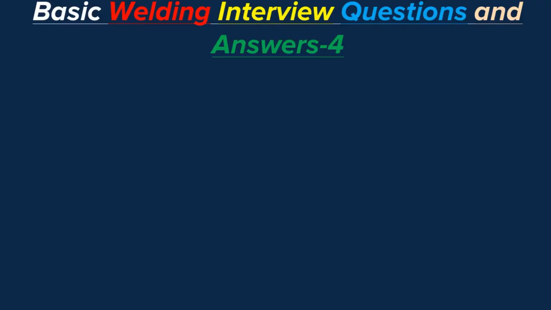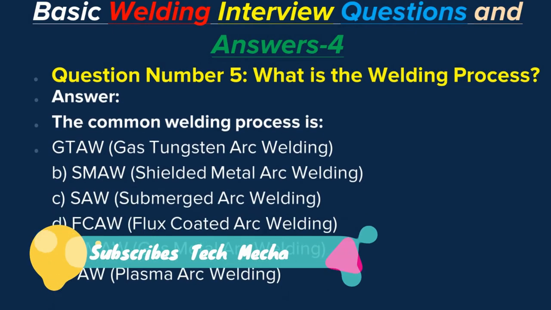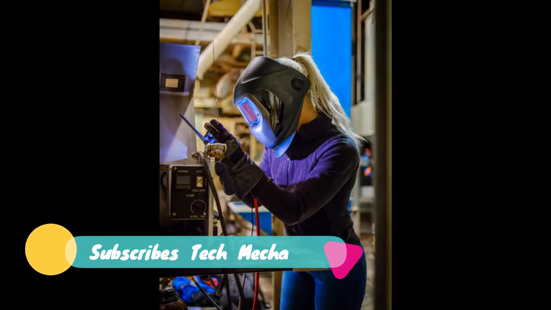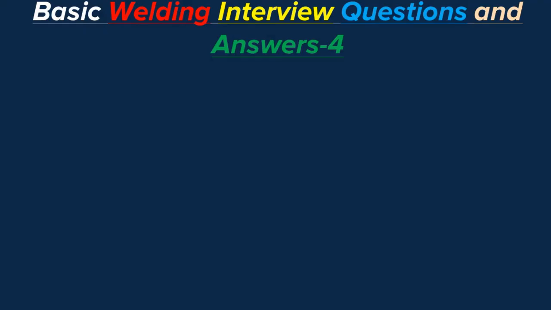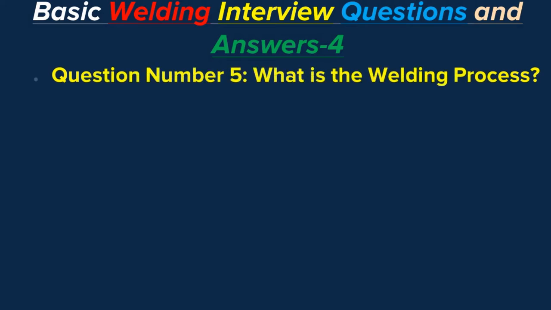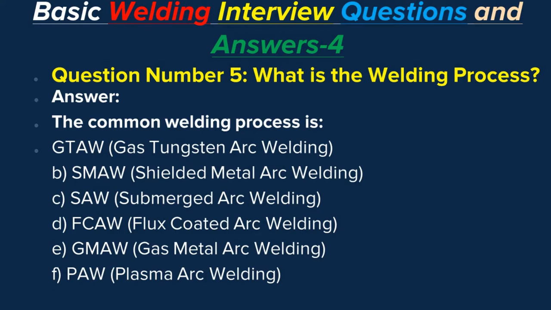Question number 5. What is the welding process? Answer. The common welding processes are A, GTAW, gas tungsten arc welding, B, SMAW, shielded metal arc welding, C, SAW, submerged arc welding, D, FCAW, flux-cored arc welding, E, GMAW, gas metal arc welding, F, PAW, plasma arc welding.